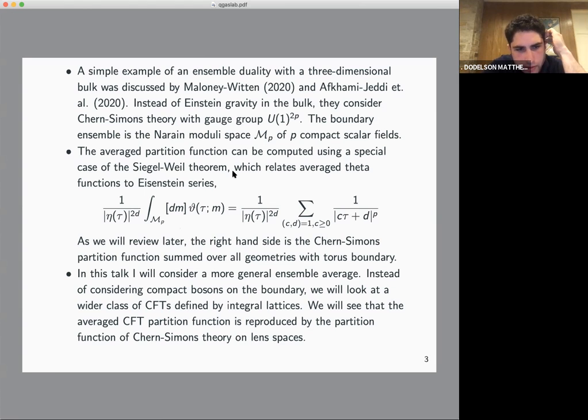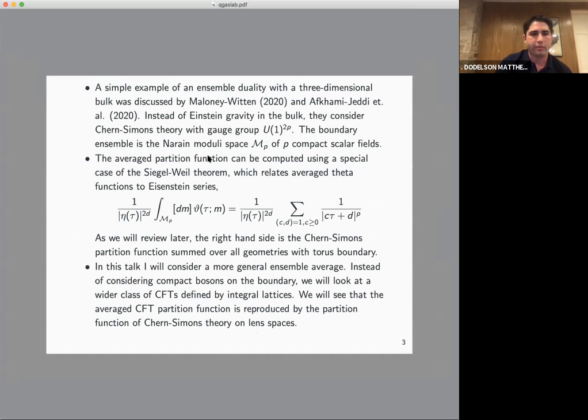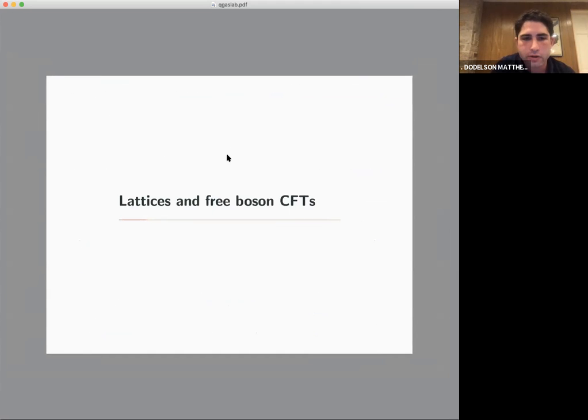In this case, we can consider a wider class of CFTs that are defined by a general integral lattice. And we'll see that, again, the partition function is reproduced by Chern-Simons theory, but now you need to evaluate the partition function on a lens space. Okay, so that's the motivation. Any questions about that?